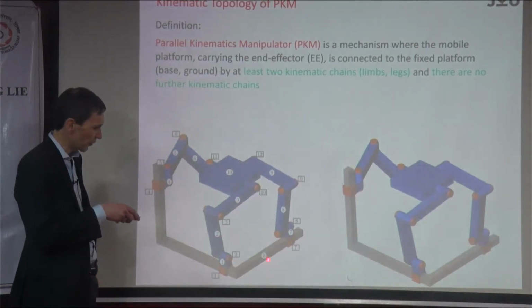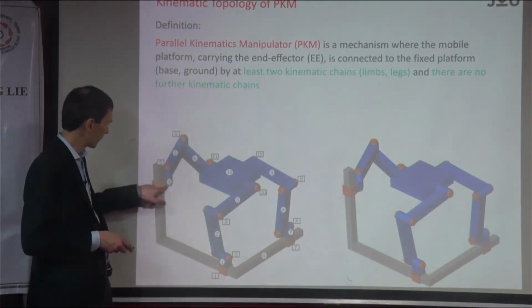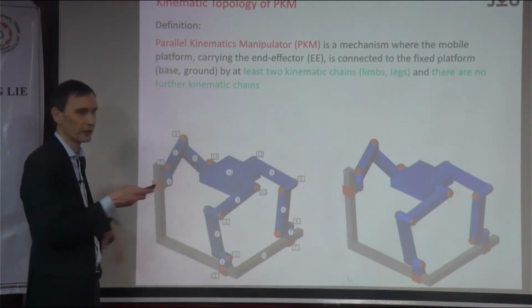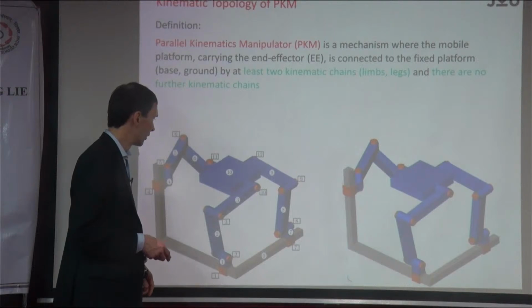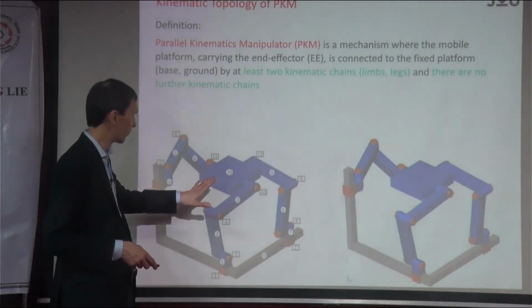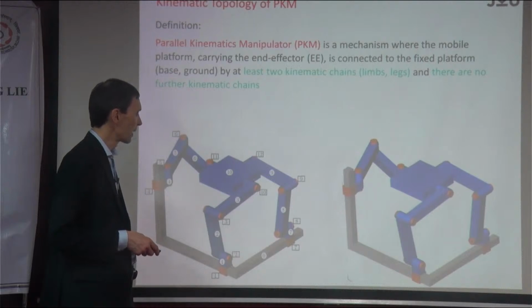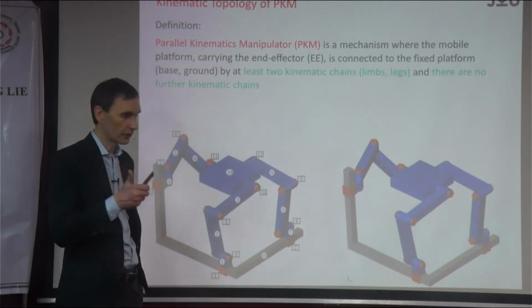The ground is number 0, and the rounded numbers are the bodies. So number 1, 2, you can count, I guess. Apparently we have 10 bodies here, and number 10 is the platform. Okay. And good. What about joints?